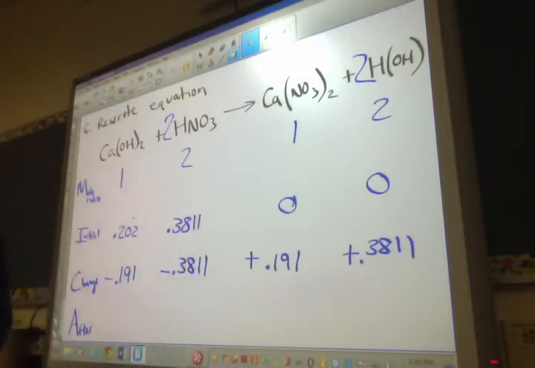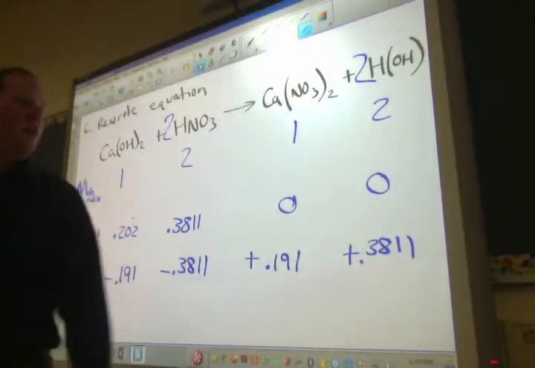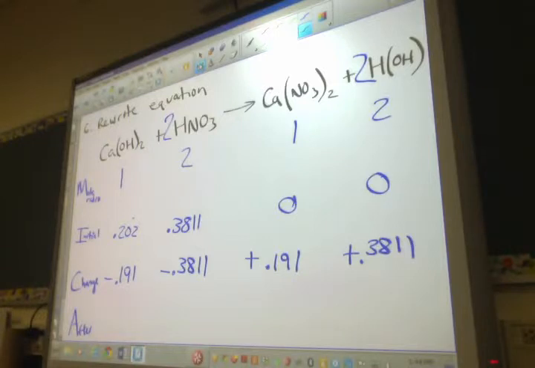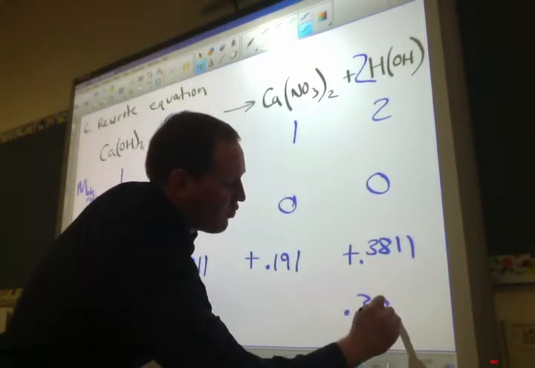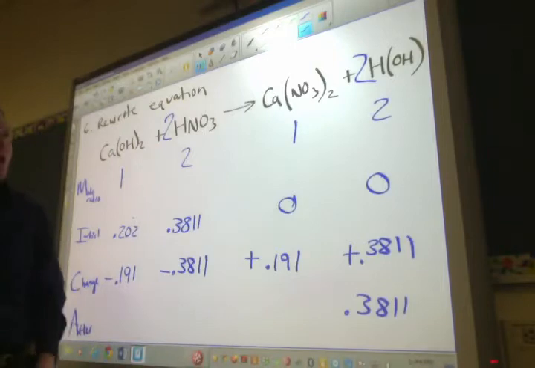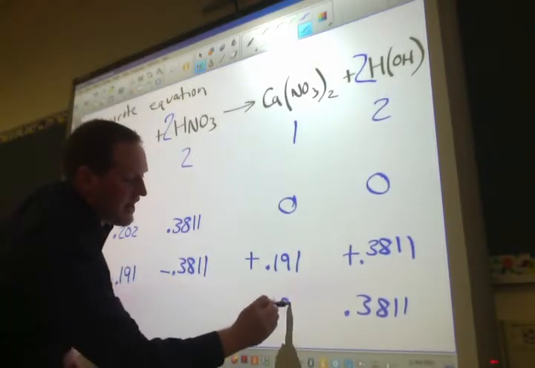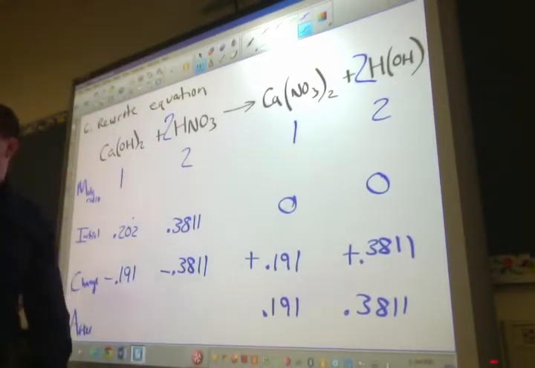So, we've come a long way. We're almost done. How do you think we're going to figure out how much was left? Subtract or add. So 0 plus this gives me 0.3811 moles of water, 0.191 moles of this. Yes?